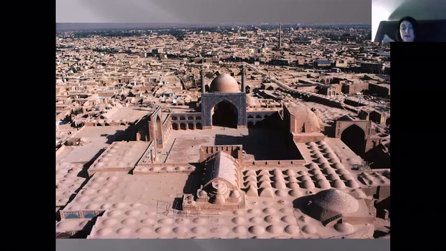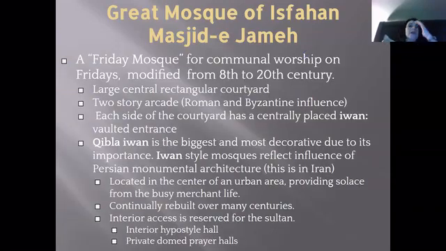This shows importance, not only in it as a mosque, but what is the most important Iwan in it is the most decorated and the most important because it faces towards Mecca. So this is the Great Mosque of Isfahan, or Masjid-i-Ajami. I probably said that wrong because I just suddenly turned that into French and I didn't mean to. So this is what we call a Friday mosque, which is more for communal worship.